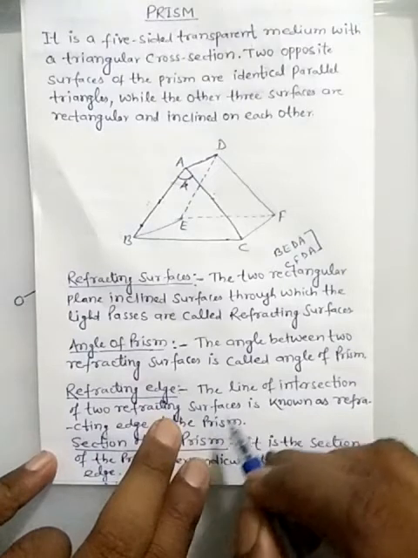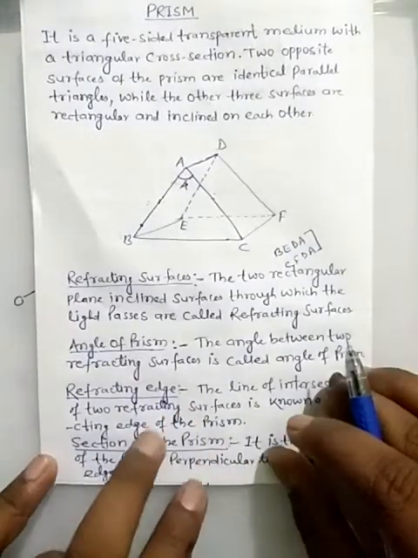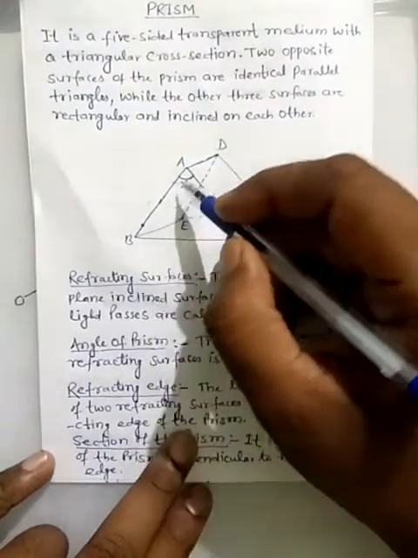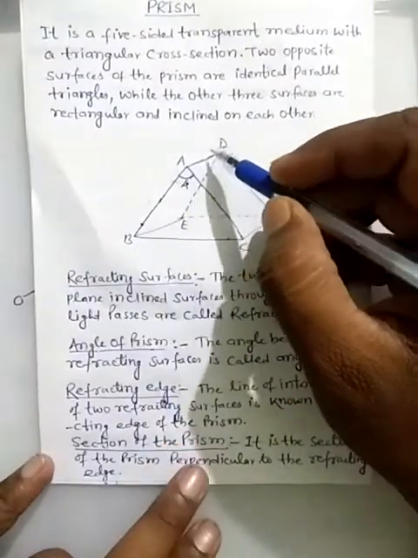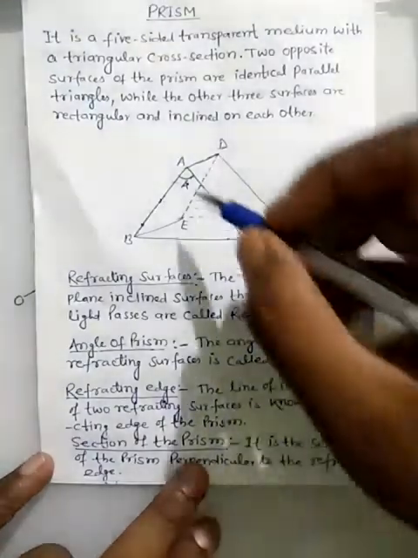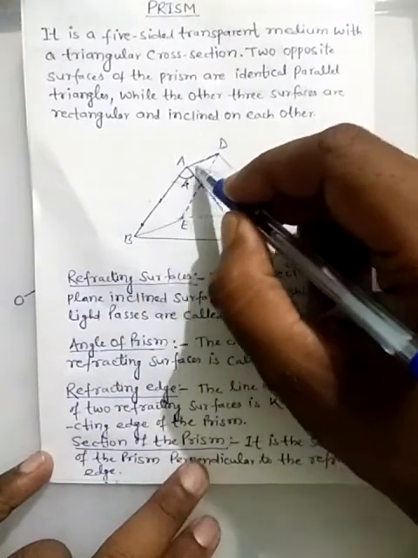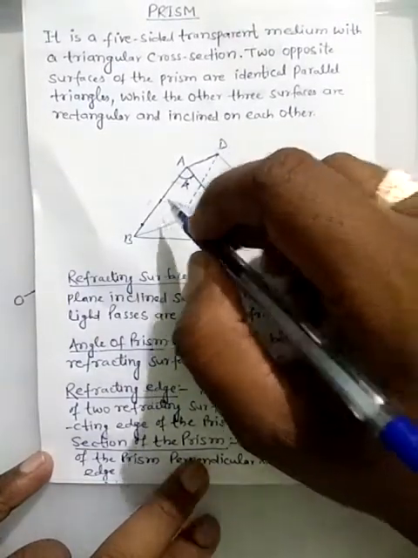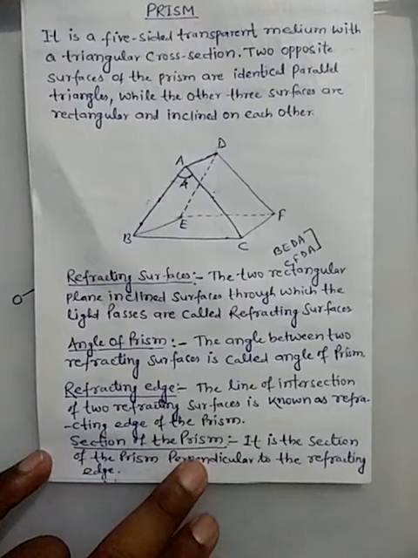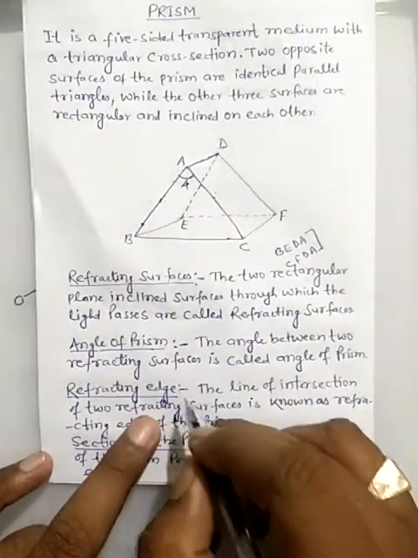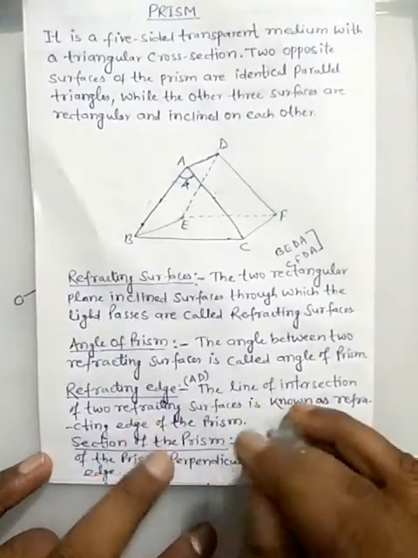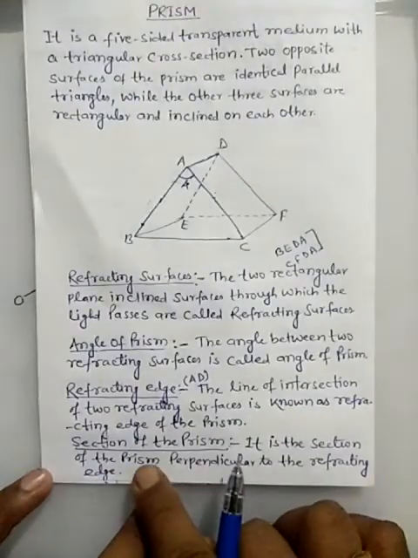Next term is refracting edge. The line of intersection of two refracting surfaces is known as the refracting edge of the prism. Here the edge AD is the line of intersection. This AD edge is common between this surface and this surface. Therefore AD is the refracting edge.